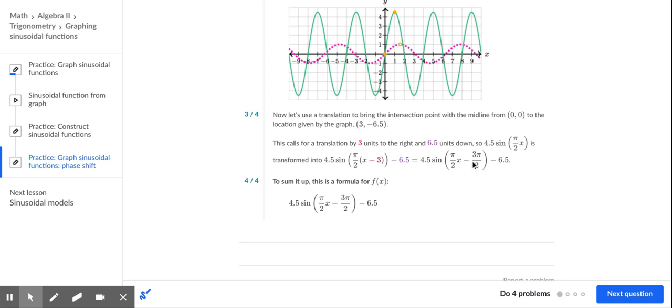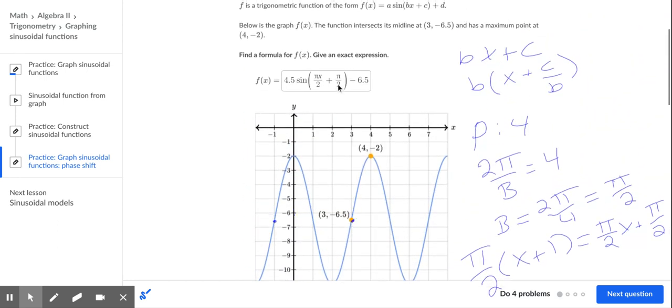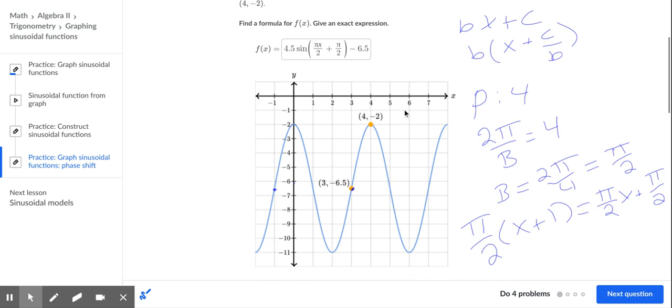But because those things are 2 pi apart, remember if I add or subtract 2 pi, it doesn't change anything. So since plus pi over 2 and minus 3 pi over 2 are 2 pi apart, then these two equations are exactly the same. So theirs says minus 3 pi over 2. Mine says plus pi over 2. Those are the exact same equation because these points are exactly 1 period apart.